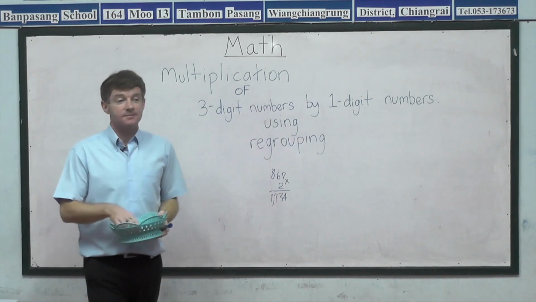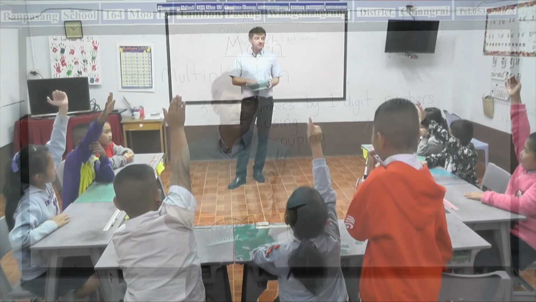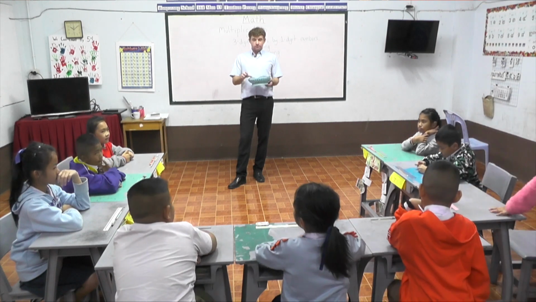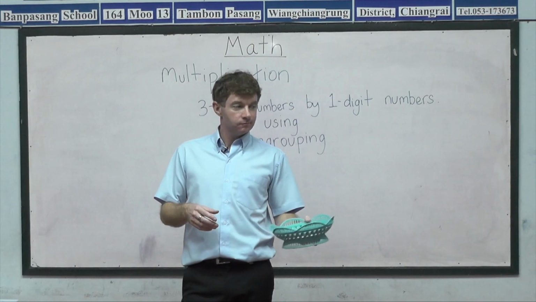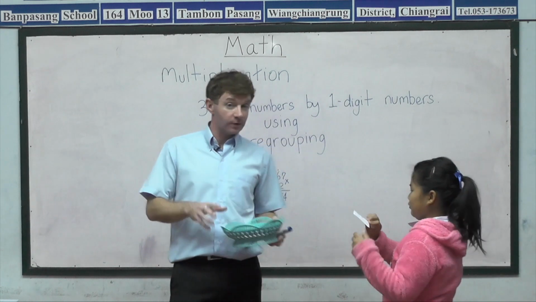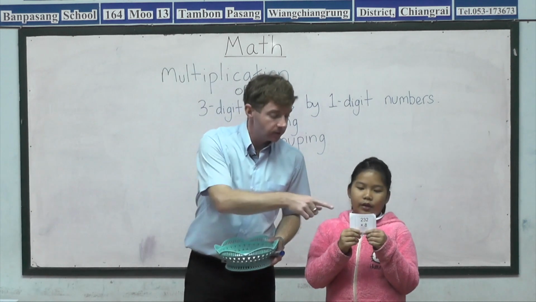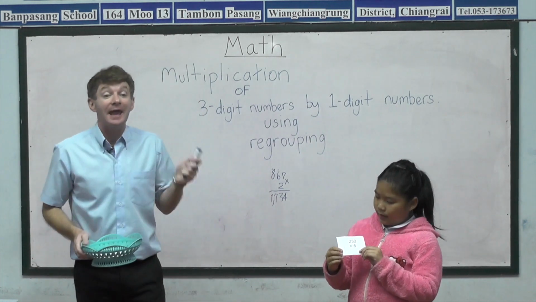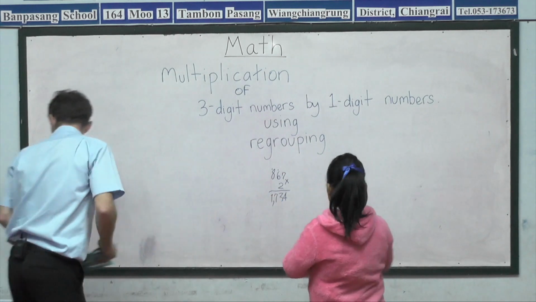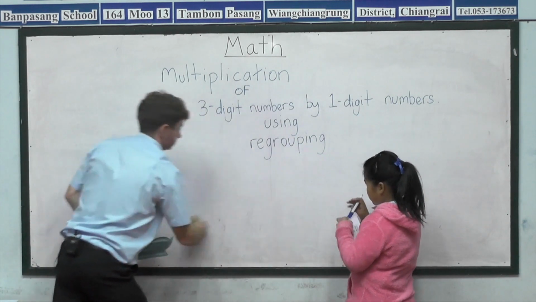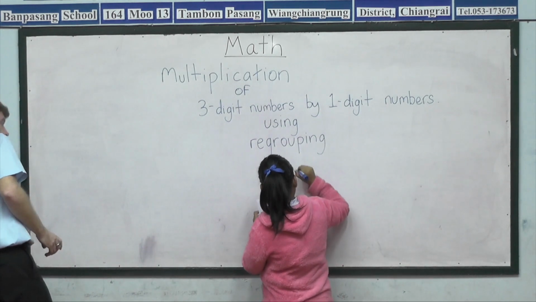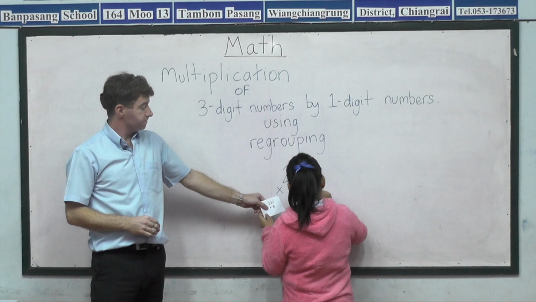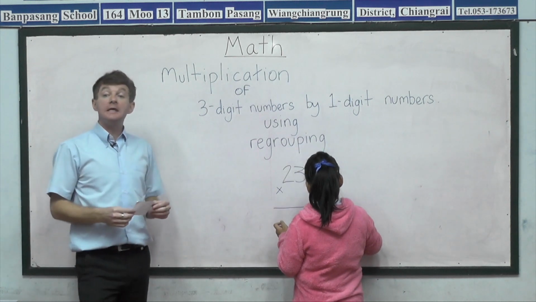So who would like to go next? Let's see, who can go next? Lakaw. Okay, so can you show what's our problem? 232 times 8. Okay, so there you go. Let me rub that one off for you. And let me hold that. So, step number 1, what do we need to do?